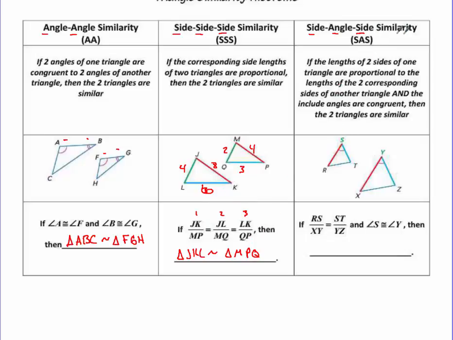The last one is side angle side similarity. So if we see two sides that are proportional and the angle between them is congruent, then that means those two triangles are similar. So let's say that this is 3 and this is 6 and this is 2 and this is 4. So 3 and 6, 2 and 4, that's the same ratio, so those are proportional. These two angles are congruent. So triangle RST would be similar to triangle XYZ because of the side angle side similarity. So you're going to have to look at pictures and say if one of these exists.